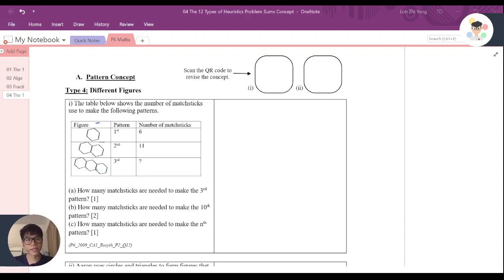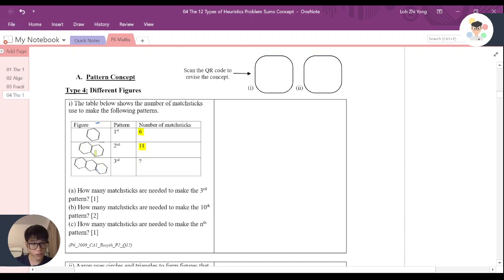Now, look at here. Here it says that the table below shows the number of matchsticks used to make the following patterns. So pattern first, second, and third. It comes to 6, 11, and the third we're not sure. Now, we basically know that this is 6, this is 11. And what is the third one? We can actually count from here.